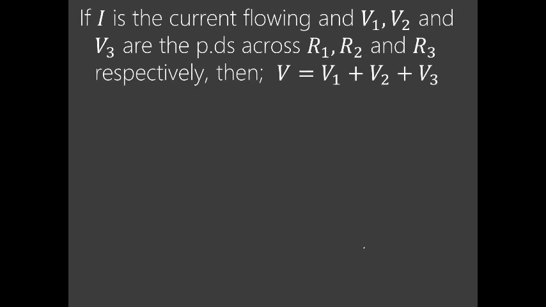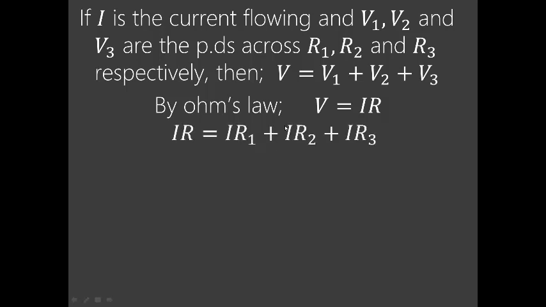So basically this is explaining what I've just done using the hand. If I is the current flowing through the resistors, and V1, V2 and V3 are the respective PDs across those resistors, R1, R2 and R3 respectively. So the total PD is V is equal to V1 plus V2 plus V3. We all saw that, and by Ohm's law, each of those PDs can be written as IR. Sorry, V is equal to IR, remember that.